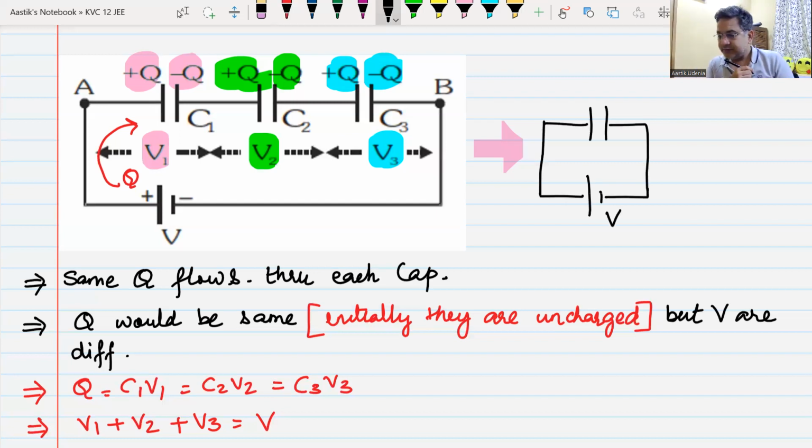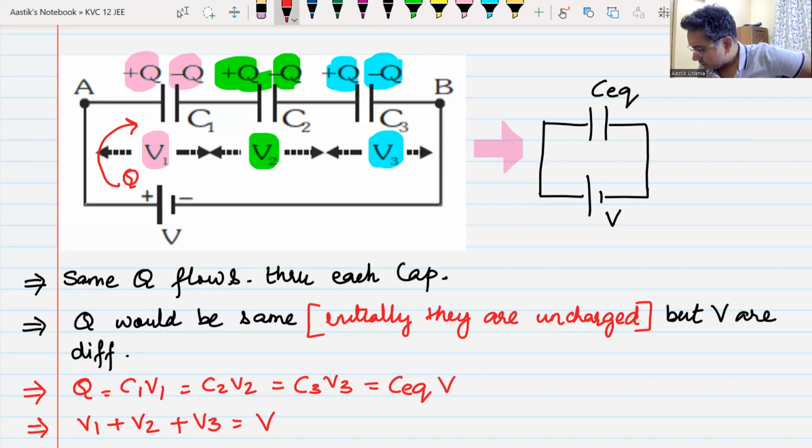The voltage of the battery is V, and this is equal to C equivalent. So now I can write that Q would be equal to C equivalent multiplied by V. Do we understand this? Understood, sir. Okay. Now, the only task is, how do you find out the value of this C equivalent?